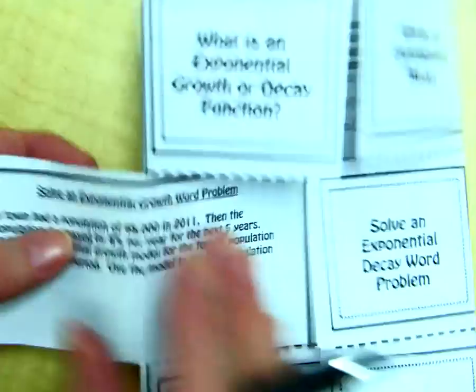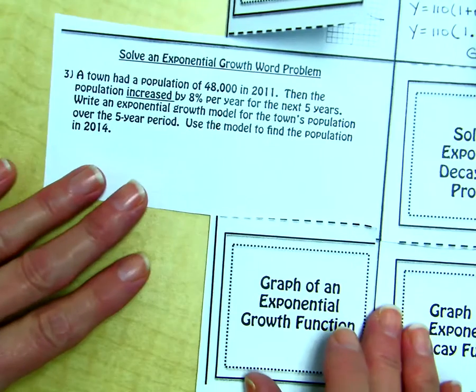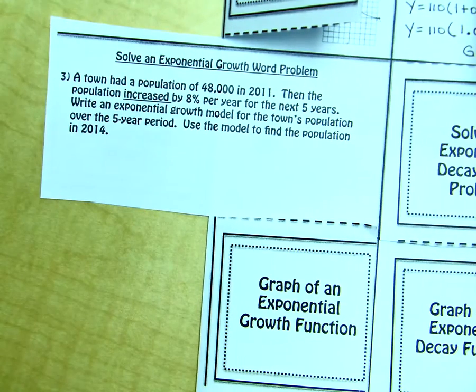So here we have an exponential growth word problem. A town had a population of 2011.